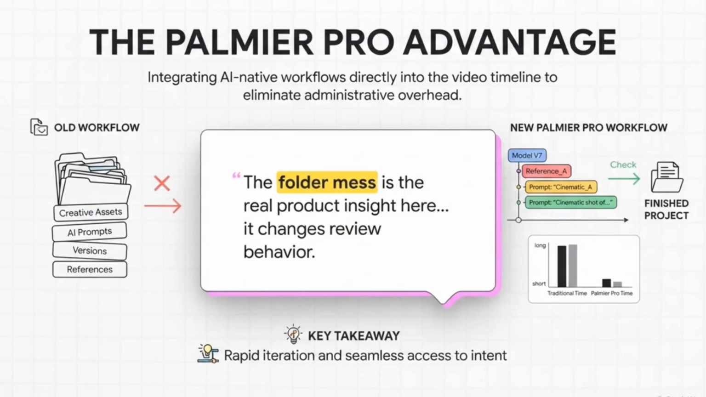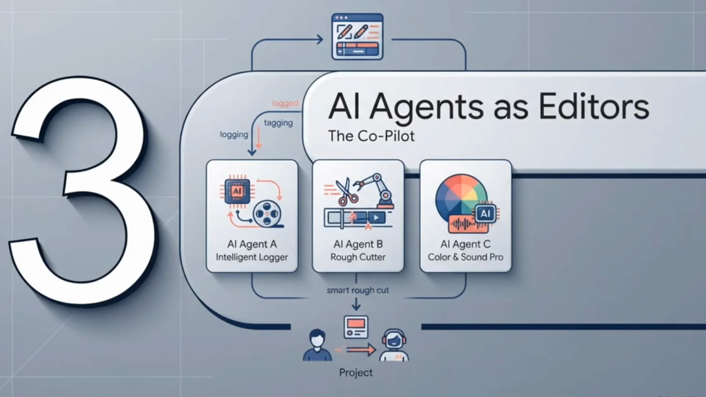The real insight here is getting rid of that folder mess. Keeping your creative intent, the prompt, the model, the reference, literally inside the timeline seems like a minor UI tweak, but it completely transforms how fast and how well you can edit. It allows for rapid trial and error without all the administrative headache. But fixing that generation loop is only half the story.